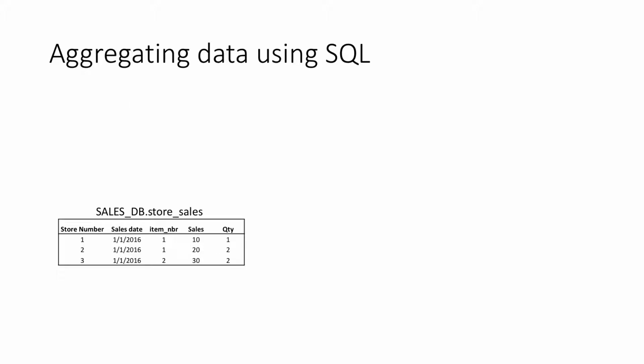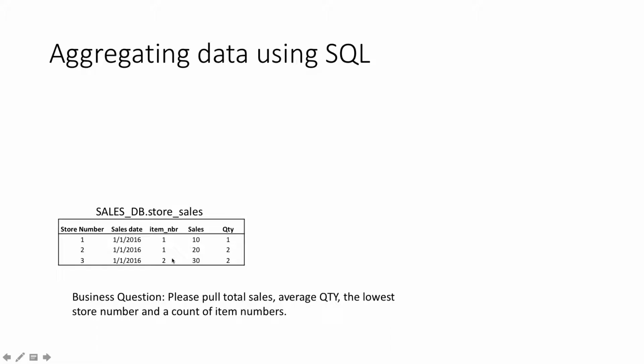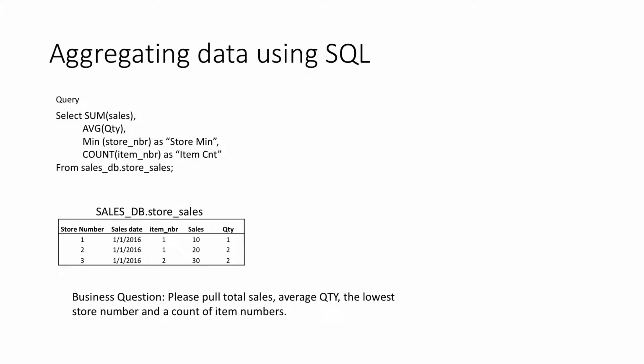So stepping into the example, we now have the sales DB. This is just a fictitious database and table name, and this is just a table with three rows. Business question: please pull total sales, average quantity, the lowest store number, and a count of item numbers. I did this just to show you the different types of aggregations you could do, and this is how the syntax would look.